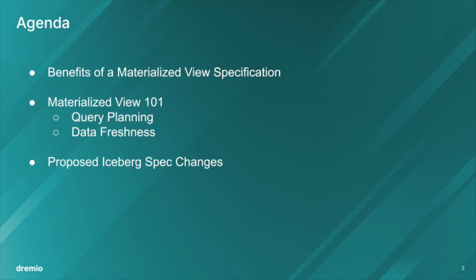And then I'll talk a bit about how a query planner puts a materialization into a query plan. Then we'll talk about data freshness. So by design, a materialization is a cache, right? So it can get old, it can get stale. So you need to be able to validate the staleness and actually determine if it's still usable or not. And finally, we'll just get into the nuts and bolts of the proposed Iceberg spec changes. I don't have a whole ton of slides, so feel free to interrupt me and ask questions or raise your hand, so we can make this more interactive.